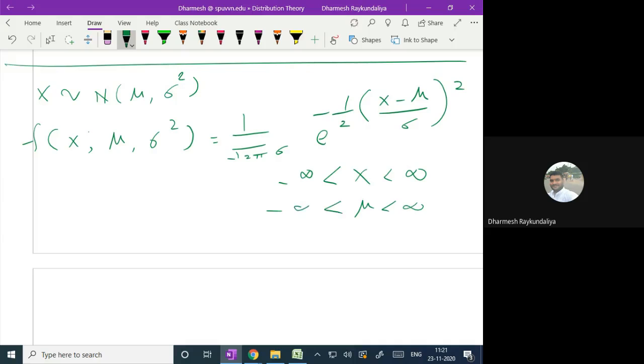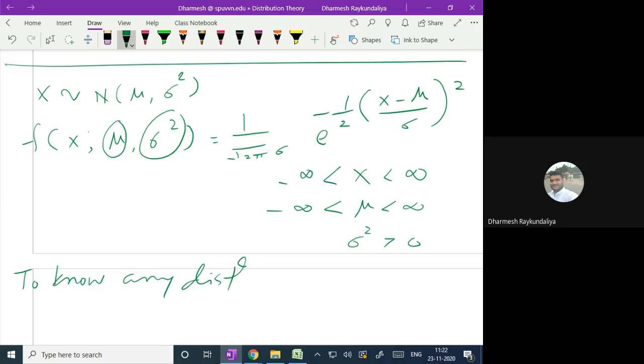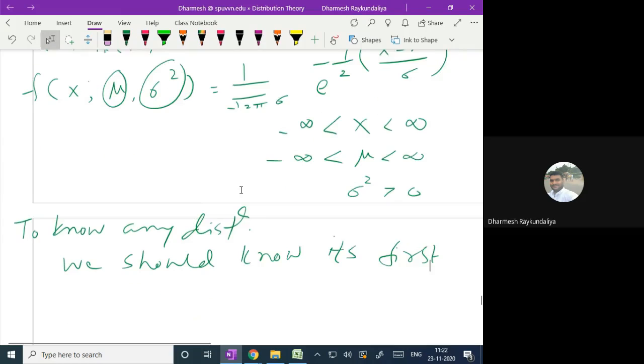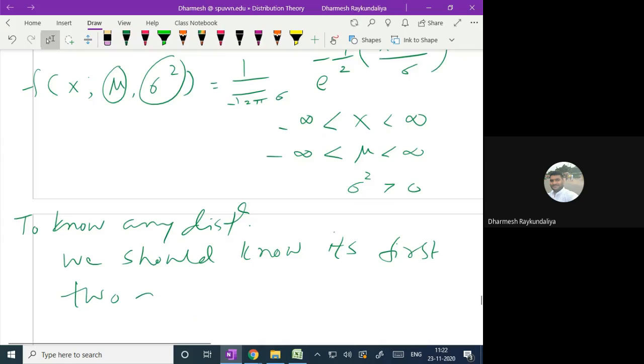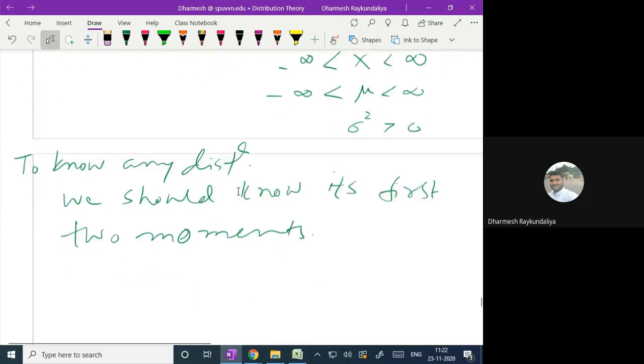Of course, mu also lies between that, and sigma square is always greater than 0. We say that the mean of the normal distribution is mu and variance is sigma square. And to know any distribution, we should know its first two moments. If you know the first two moments, you can easily characterize the distribution, or you can easily identify the distribution.